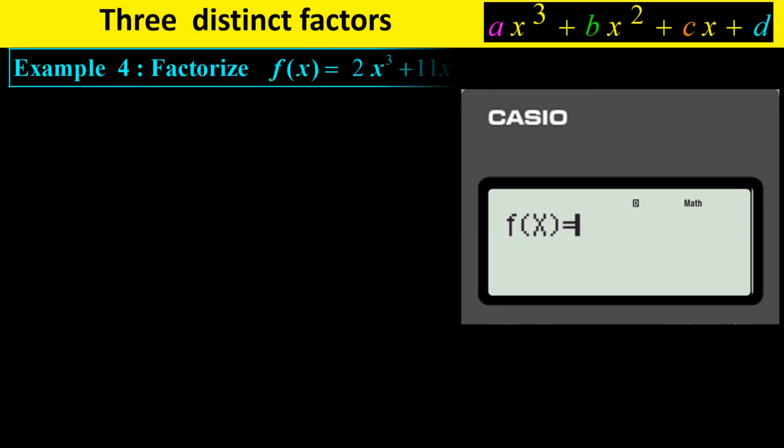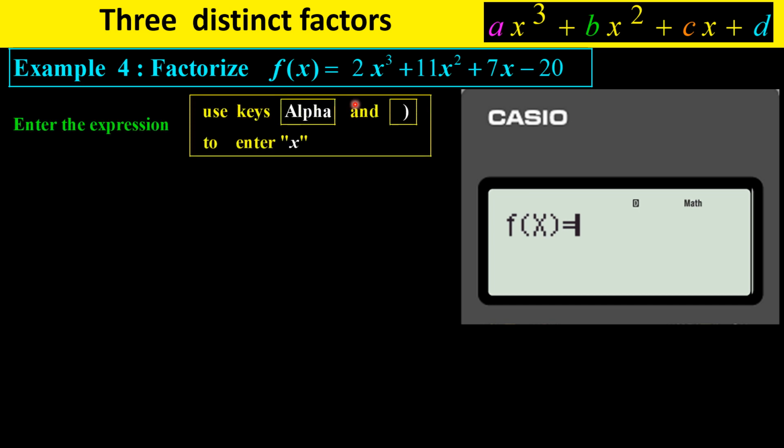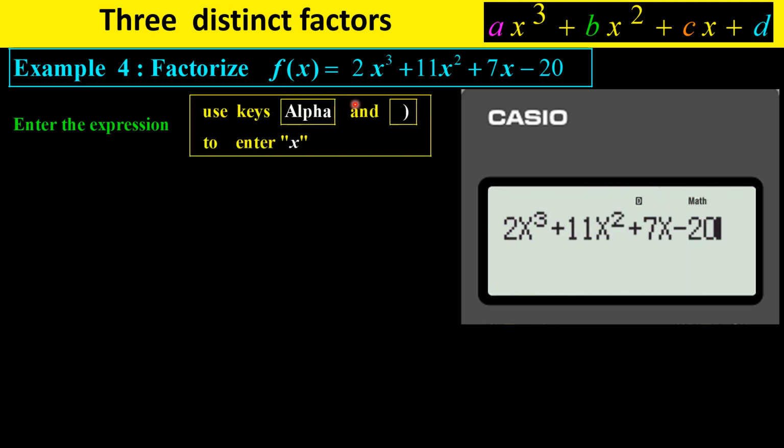In this example, we've got a cubic expression where the leading coefficient is not 1. You can see there, this is a 2x cubed, not a 1x cubed. So we're going to see what we do here. We do exactly the same. We first of all have to enter our expression. So once you've entered your expression, you press equal.